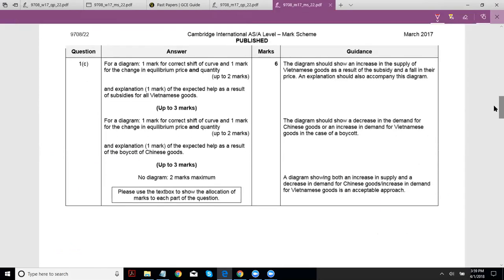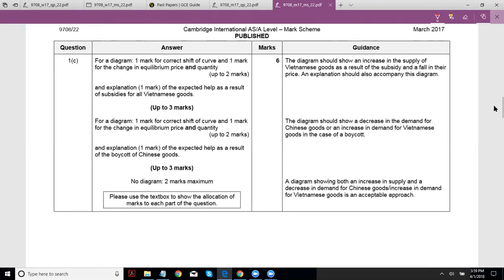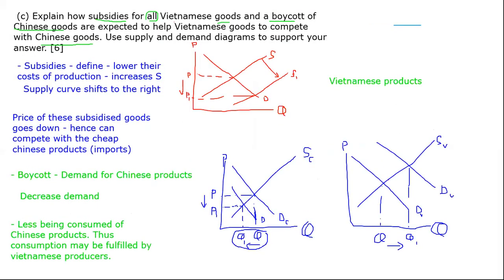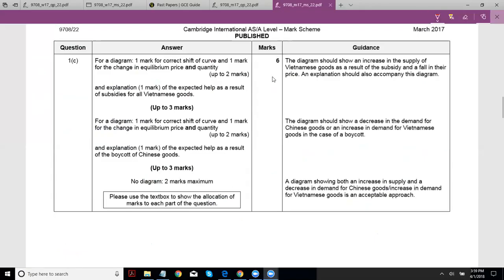Let's say 1C. For a diagram, 1 mark for a correct shift of curve and 1 mark for change in equilibrium price and quantity. So don't draw lazy diagrams like I did, where I showed price but not quantity. Especially when they say supply and demand diagrams, draw them properly and label it properly. So for diagrams you can get 2 marks. It's nice, so we got 2 marks.